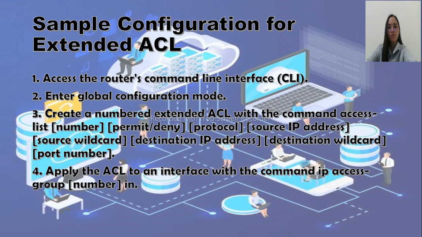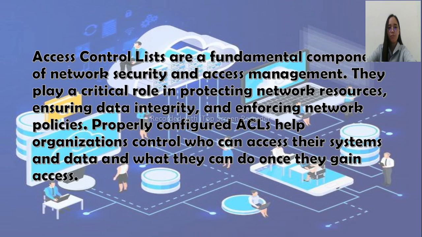Sample configuration for extended access control list. First, access the router's command line interface. Second, enter global configuration mode. Third, create a numbered extended access control list with the command access-list. Lastly, apply the access control list to an interface with the command ip access-group.